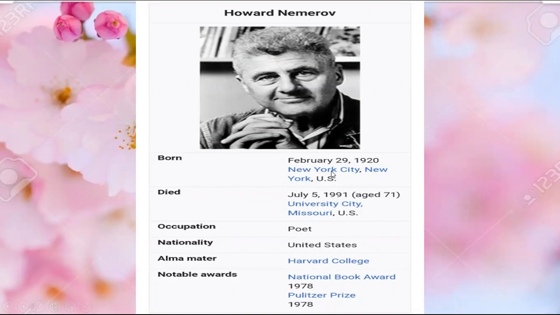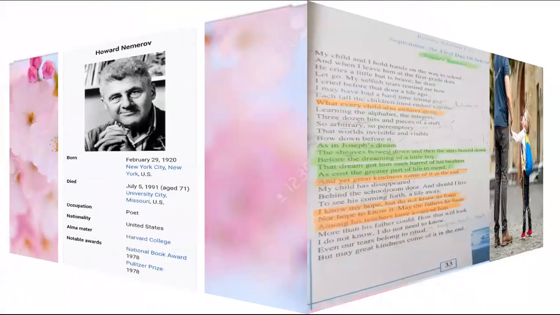His date of birth is mentioned here. It's 29 February 1920, in New York, US. He died on 5 July 1991. His occupation is poet, and his nationality is United States. His schooling was at Harvard College and so on. He also won the Nobel Prize as well. So let's not waste time here and move forward.